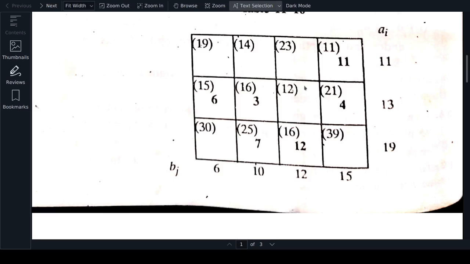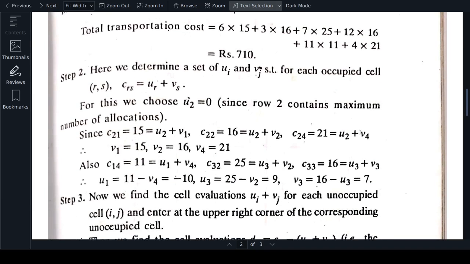Okay. Everyone, any doubt here regarding occupied cells? Yes.